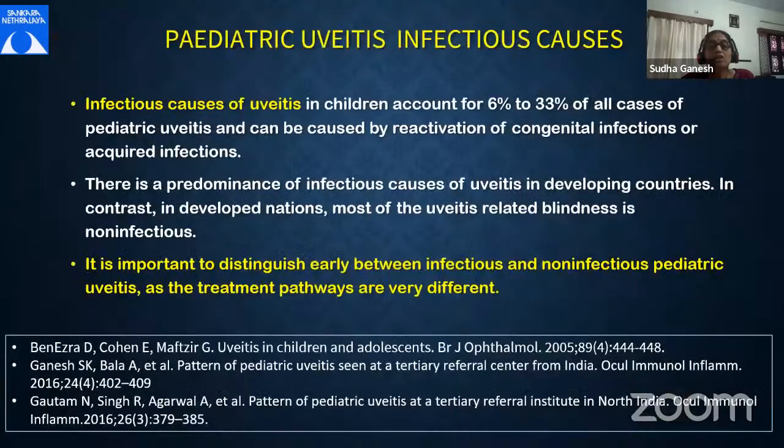optic nerve head neovascularization. Coming to the infectious causes, the infectious causes in children account for 6 to 33% of all pediatric uveitis and can be caused by reactivation of a congenital infection or an acquired infection. There is a predominance of infectious uveitis in developing countries. In contrast, in developed nations, most of the uveitis-related blindness is non-infectious. So it's very important to distinguish between infectious and non-infectious pediatric uveitis, as the treatment pathways are totally different.